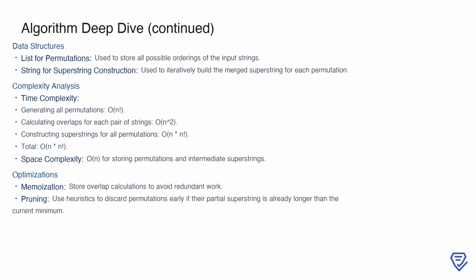The space complexity is O(n), primarily for storing intermediate results. To improve efficiency, we can use optimizations like memoization to store overlap calculations and avoid redundant work.